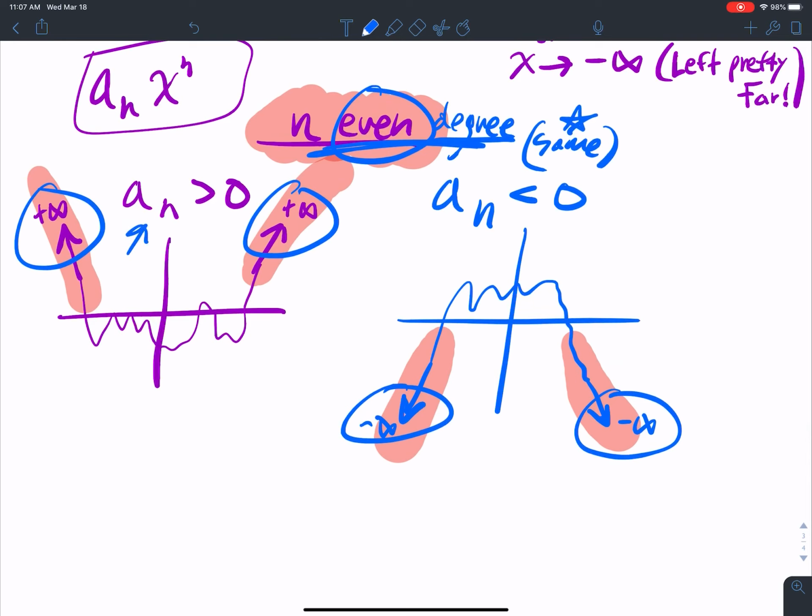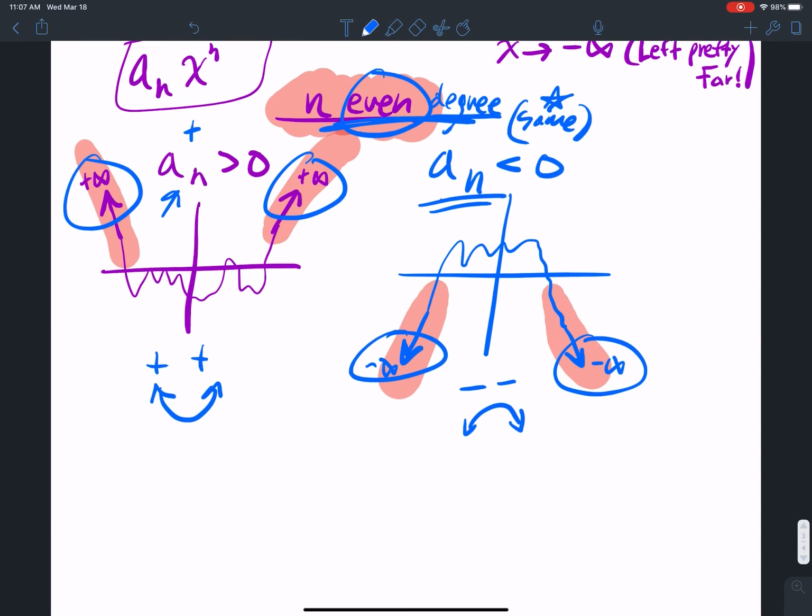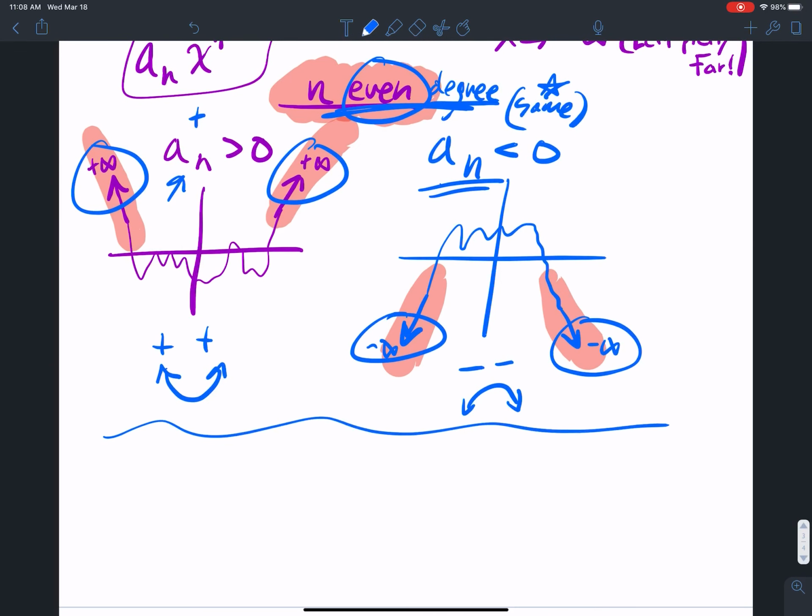If it's a positive number, when I'm positive, I'm smiling. I'm going up on both sides. If it's a negative number, less than 0, negative, I'm frowning. I'm going down on both sides. Okay? Now, instead of being an even degree, you could have an odd n.